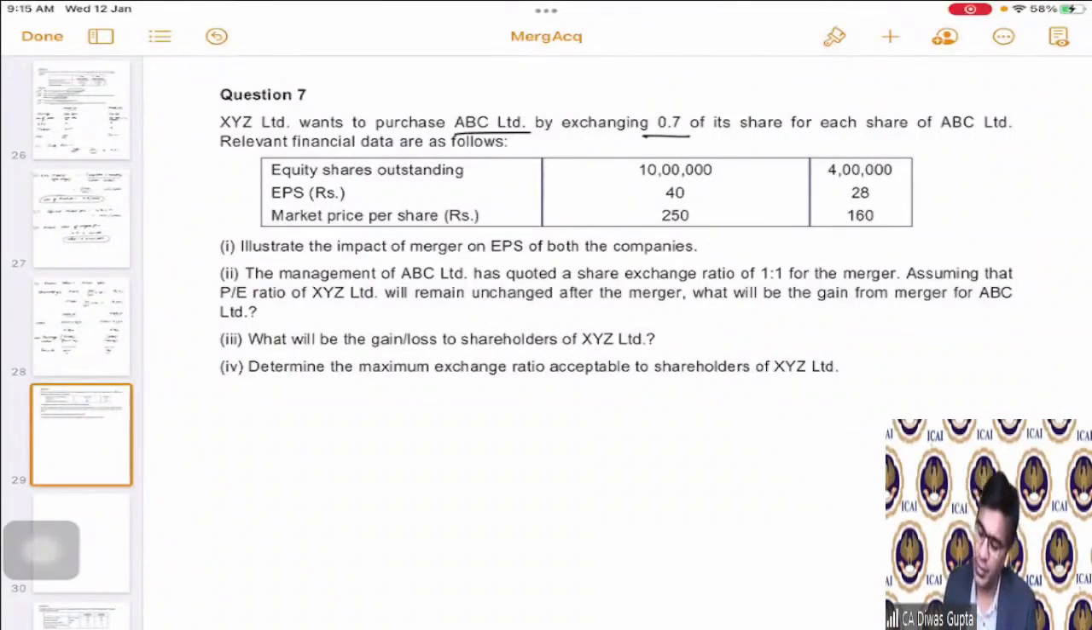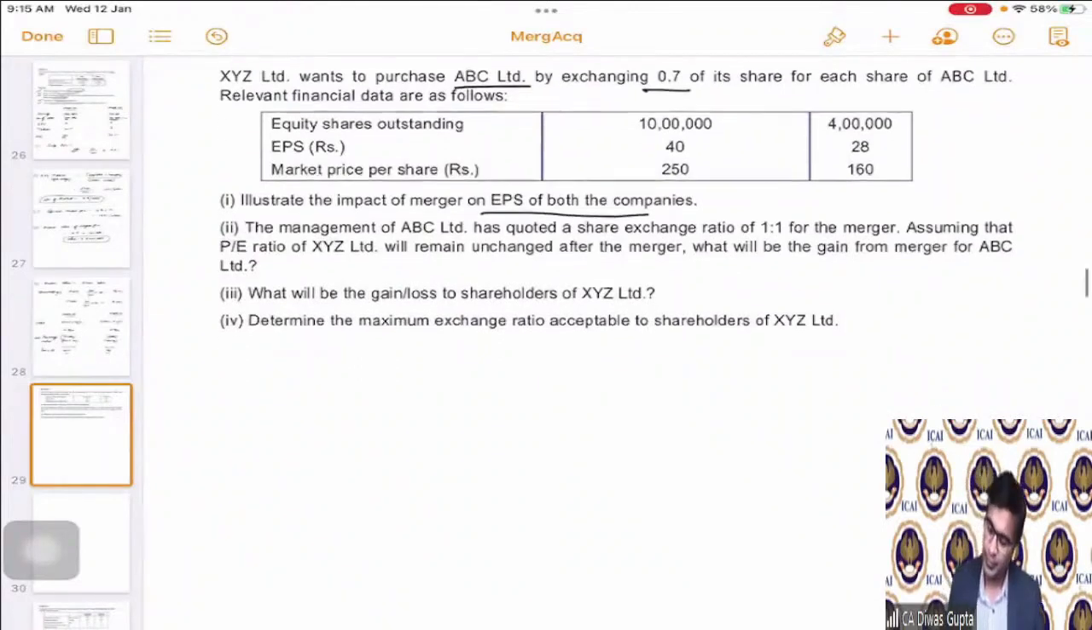They have given us some information: equity share, EPS, market price. Illustrate the impact of merger on EPS of both the companies. First of all, they are saying illustrate the impact of merger on EPS of both the companies. So that means we have to see what the pre-merger EPS and post-merger EPS are. Simple. So this is called the impact of merger.